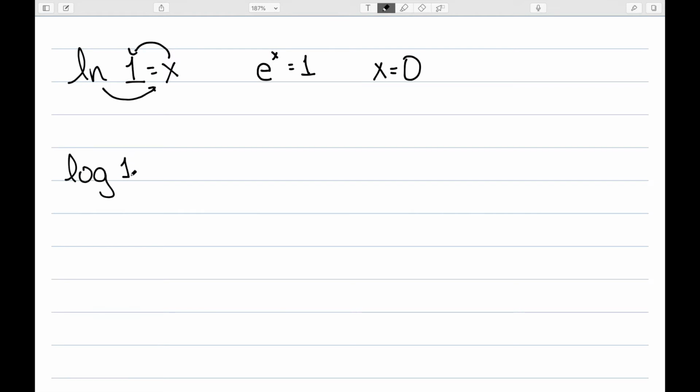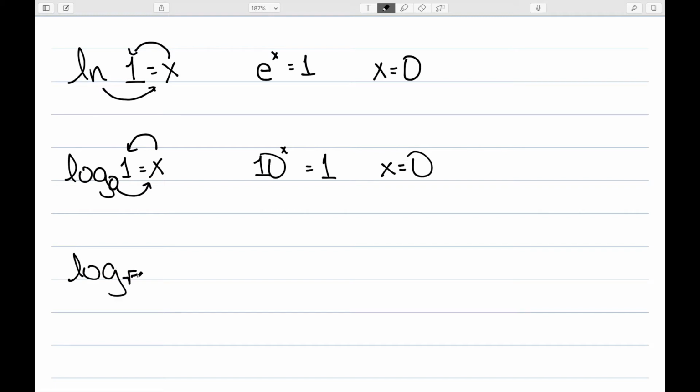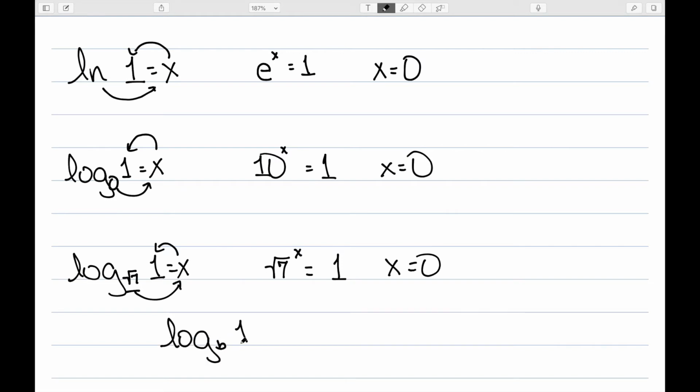If I look at log of 1, the fact that I don't have a base here means my base is 10. 10 to the x power is equal to 1. Well, 10 to the 0 power is 1, so that would once again be 0. We could also look at something like log base the square root of 7 of 1. In this case, my base is the square root of 7 raised to the x power is equal to 1. And once again, we get that x is equal to 0. In general, log base b of 1 will be equal to 0, no matter what your base is. And this comes from the fact that anything to the 0 power is 1. So if we ever take log of 1, we know the answer should be 0.